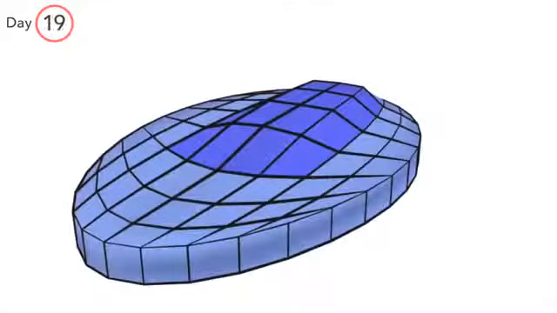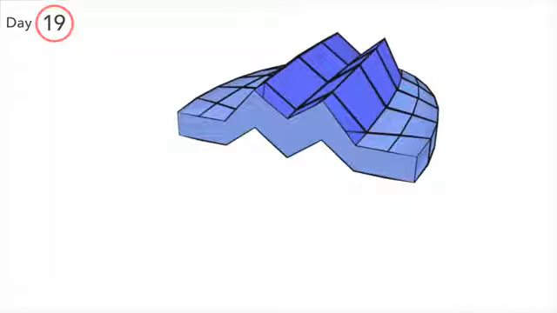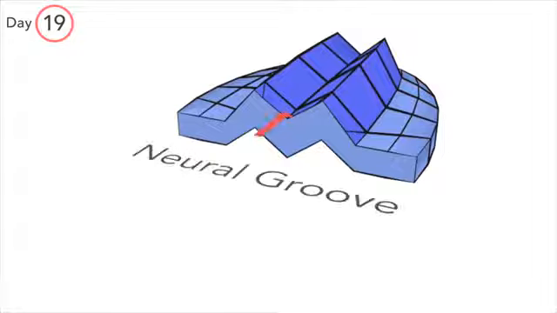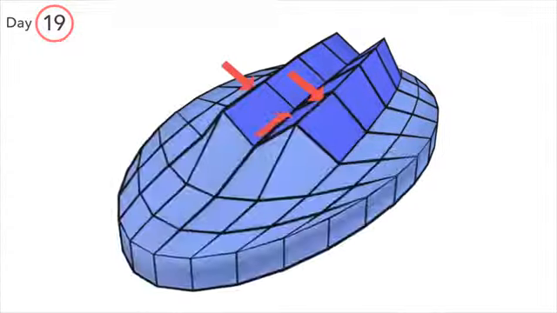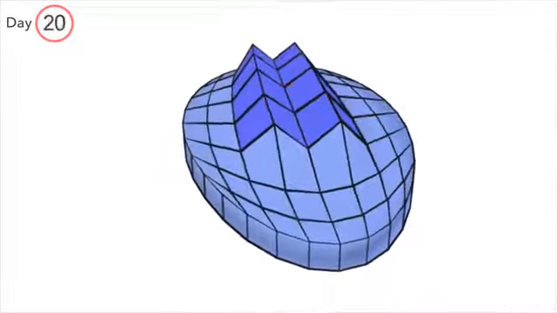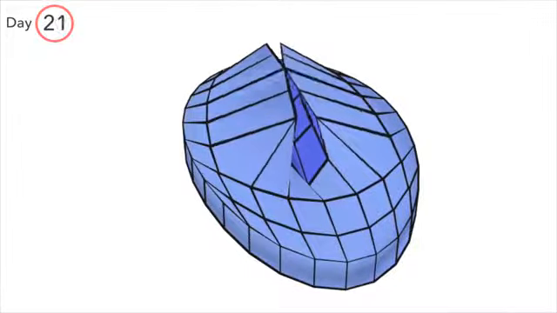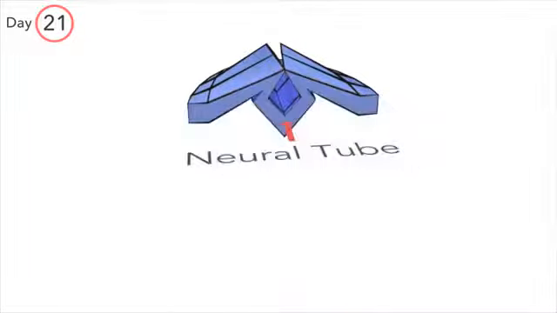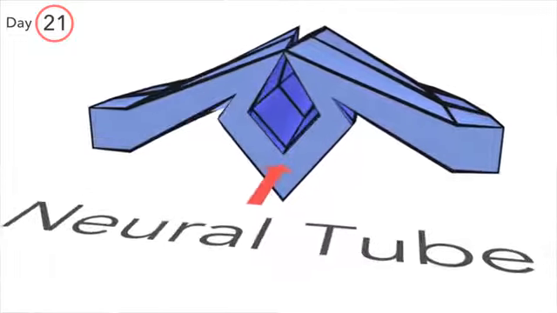On day 19, the neural plate begins to buckle in the midline. We call this dip the neural groove, and the mounds either side the neural folds. These folds progress toward each other and begin to fuse around day 21. Where they have fused, they form a hollow cylinder, which is the neural tube.